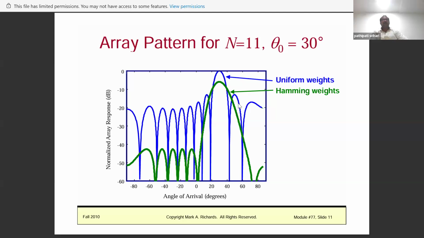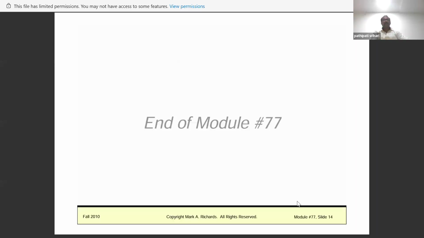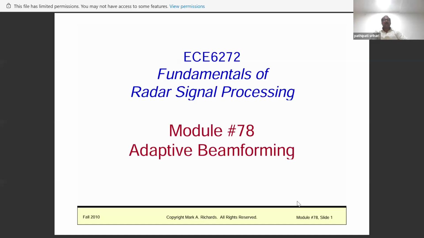That one is rewritten here in a discrete way, with the exponent equivalent to minus k theta n. So the antenna pattern looks like a discrete time Fourier transform of the data snapshot. So that is one module.